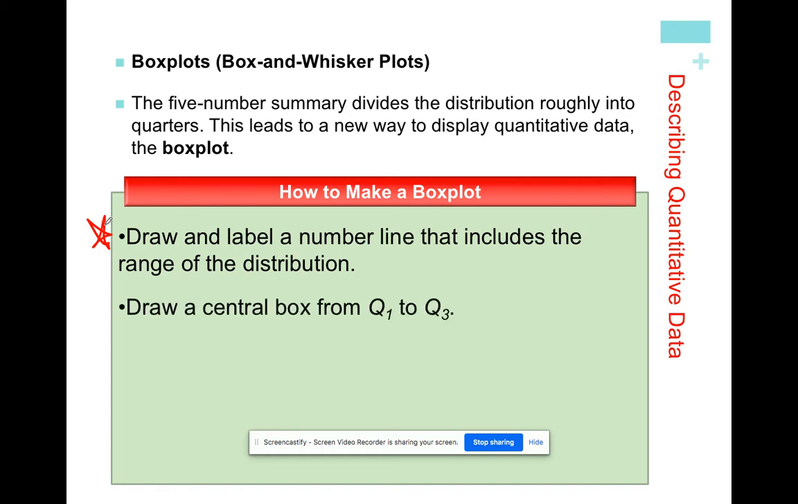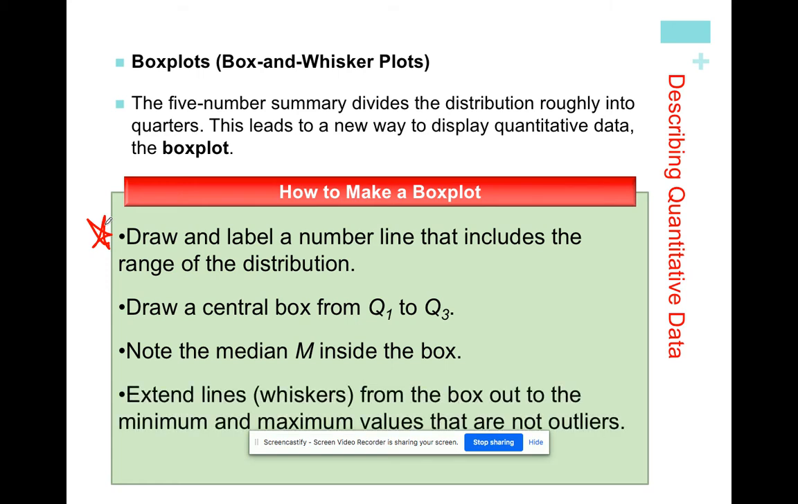And then once you have your axis, you're going to go ahead and draw a box that spans from Q1 to Q3. And then you're going to note your median within that box. So your median is going to be a vertical line inside. And then you're going to extend your whiskers. Your whiskers are going to go to your highest and lowest values that are not outliers. And we'll see what that means in just a minute. But if you have outliers, you're going to mark those separately.